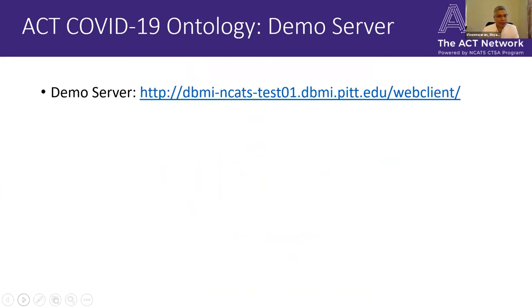Okay, so we have the ACT ontology in the deployed setting, which is currently on the COVID test network. We also have this on a demonstration server, which the work group uses to look at and make modifications, and that's the URL that you see. What I'm going to do is try and log into the COVID test network and show you briefly the ontology.